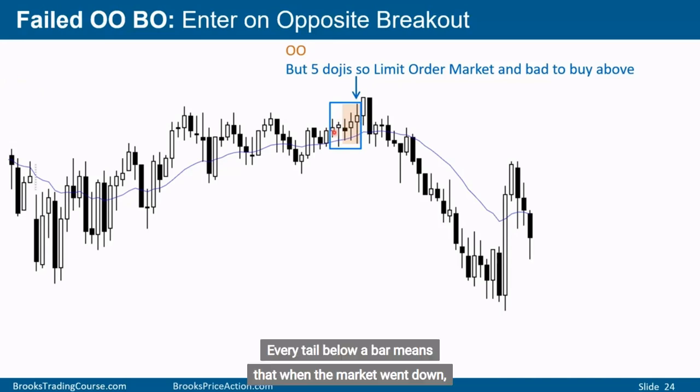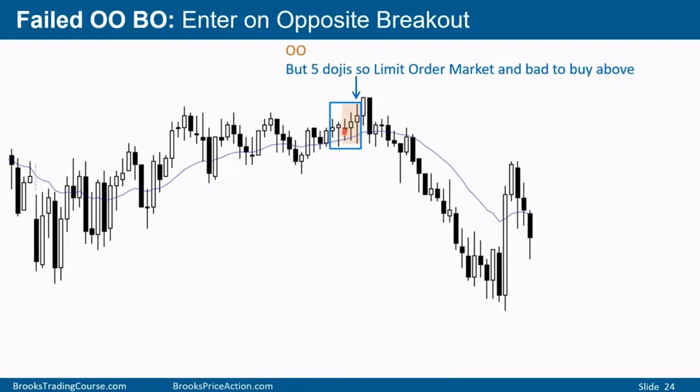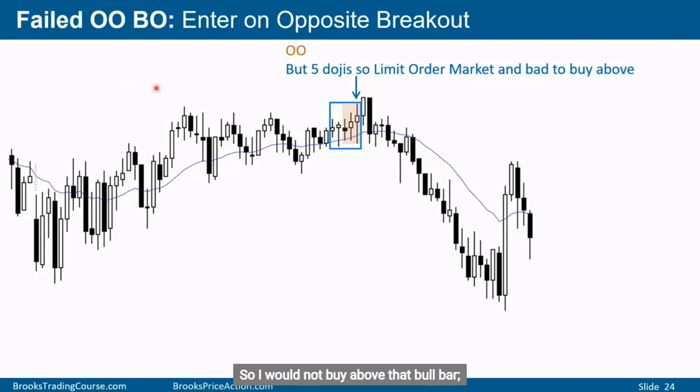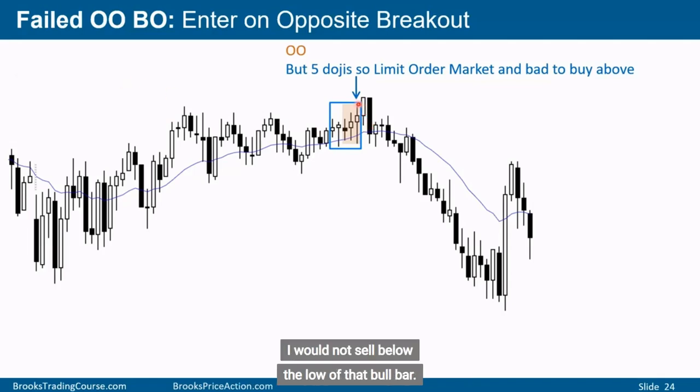Every tail below a bar means that when the market went down, it immediately reversed up. When it went up, it immediately reversed down. So it's a limit order market. It's reversing. That is a bad market for traders looking to enter with stops. So I would not buy above that bull bar. I would not sell below the low of that bull bar. 5 doji bars. I want to wait for the market to start trending before I take any stop order trades.